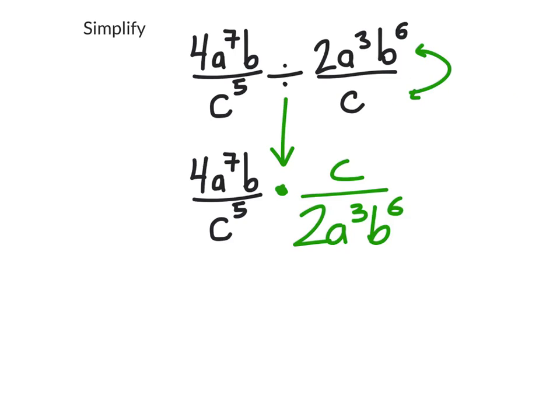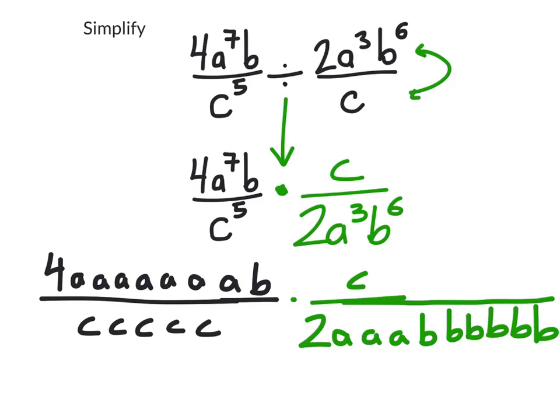Now you could use the rules for this, but I'm just going to go ahead and expand it. And so just taking all of the exponents, I've expanded these out. And remember, these do need to stay in the numerator or denominator depending on where they started. So I've got 4 and then it's multiplied by 7 a's times 1 single b. In the denominator, I've got 5 c's multiplied together. And in green there, I've got 1 c in the numerator. And then in the denominator in green there are 2, 3 a's multiplied together and 6 b's multiplied together.